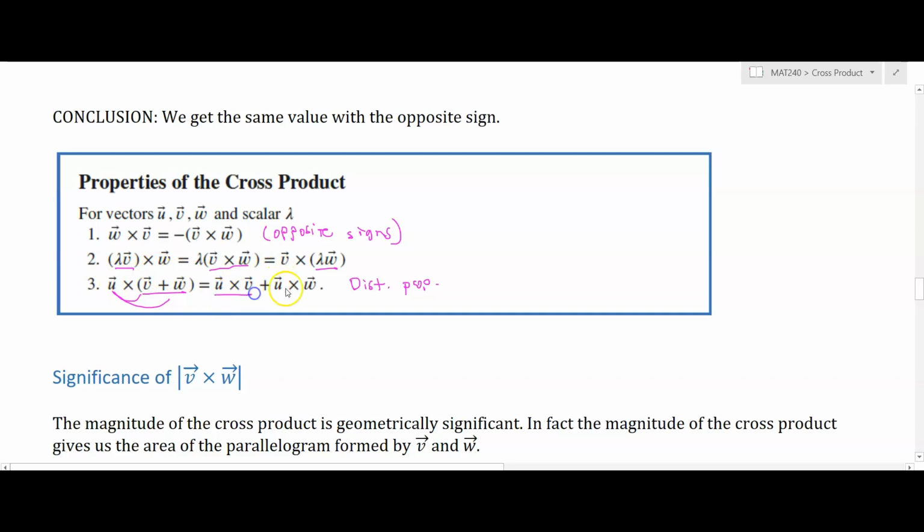So this equality indicates that we could do u cross v, then u cross w, and then finally add those results. And we get the same answer as if we added the two vectors v and w first, and then took the cross product between u and that result.